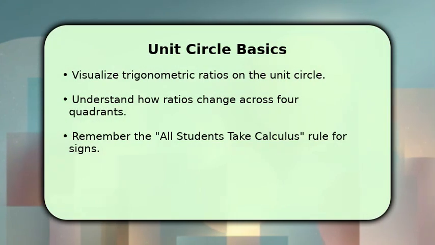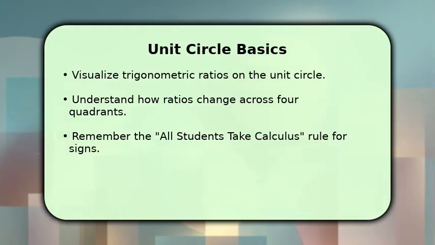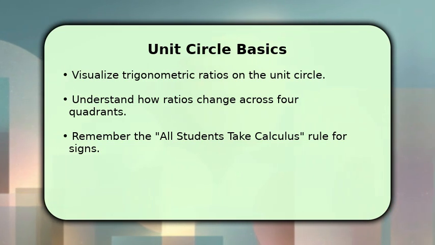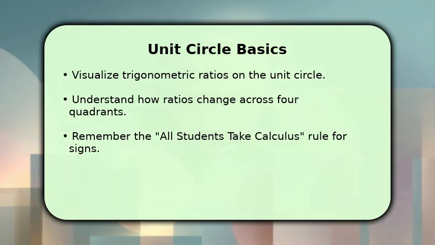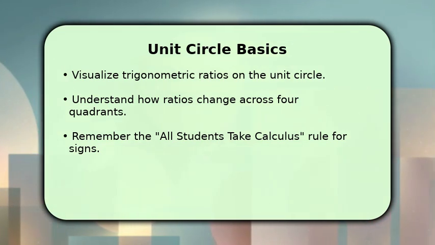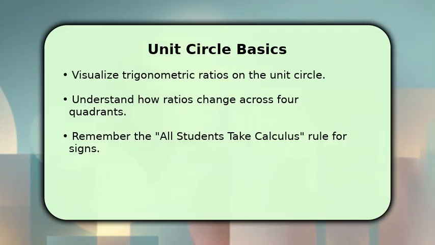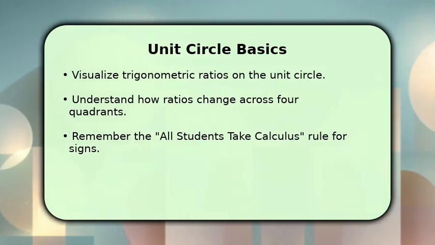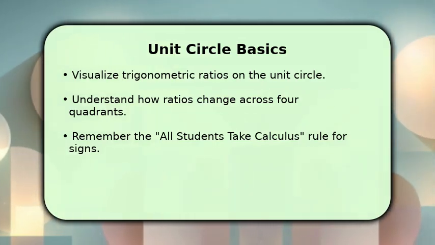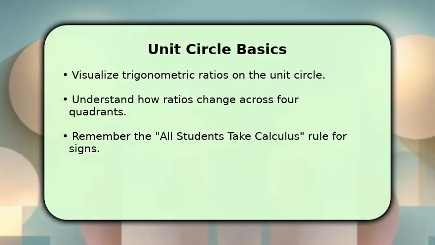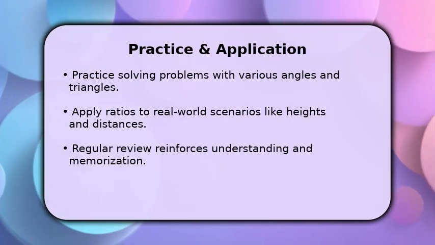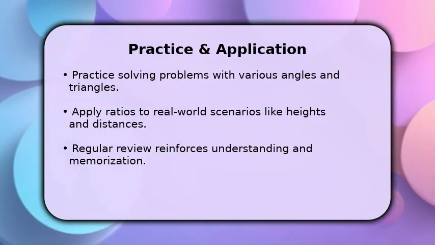The unit circle is a powerful tool for visualizing trigonometric ratios beyond acute angles. Imagine a circle with a radius of 1 unit centered at the origin. As you move around the circle, the x and y coordinates directly give you the cosine and sine values for that angle. Remember the "All Students Take Calculus" rule to easily recall which ratios are positive in each of the 4 quadrants. Finally, consistent practice is crucial for mastering trigonometric ratios.